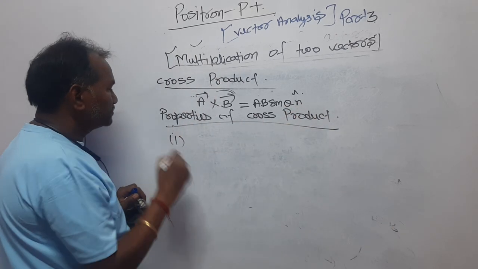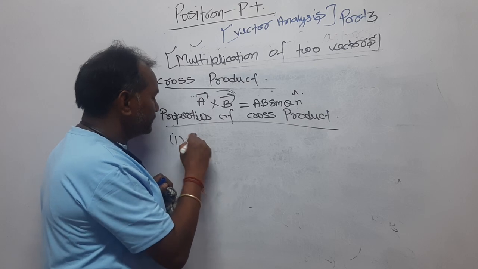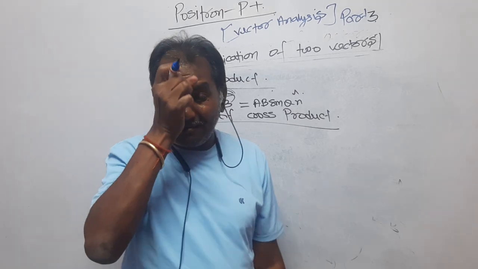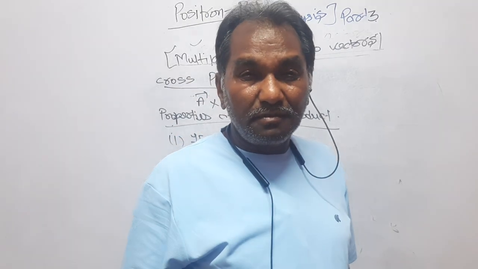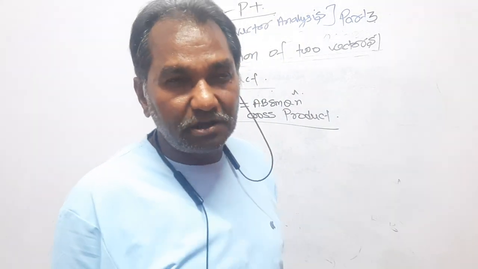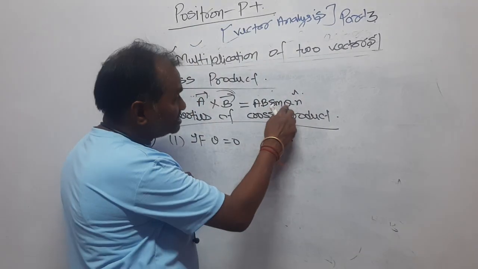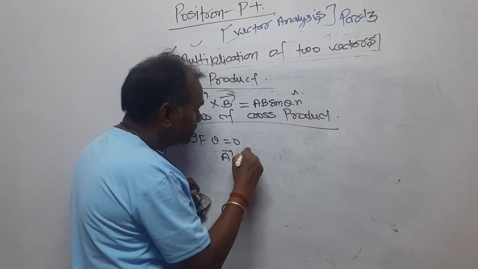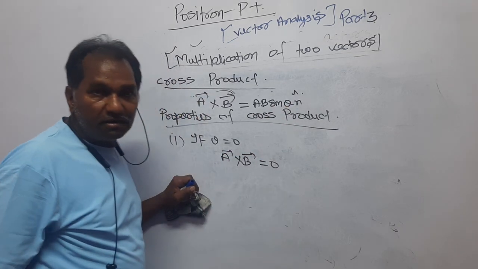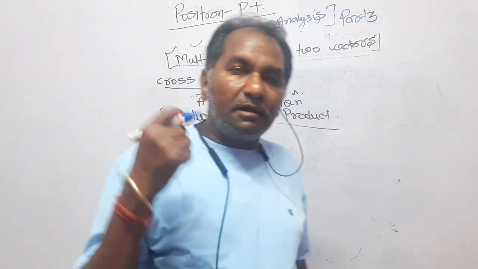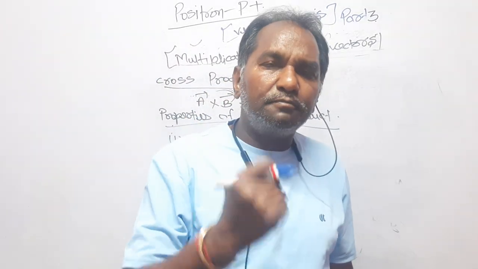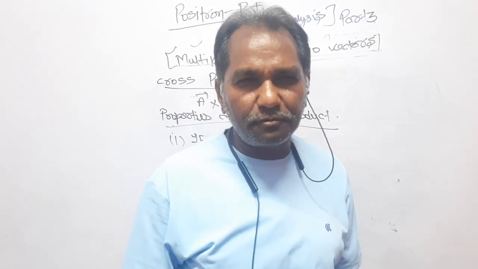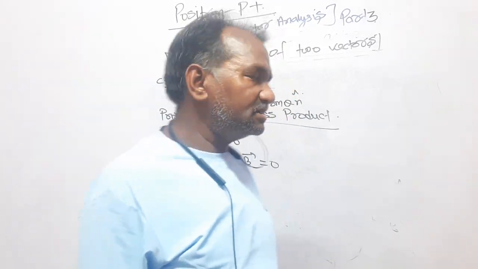First, if theta equals 0, meaning the two vectors are parallel to each other, then what happens? Sin 0 is 0, so vector A cross vector B is equal to 0. The cross product of two parallel vectors vanishes.